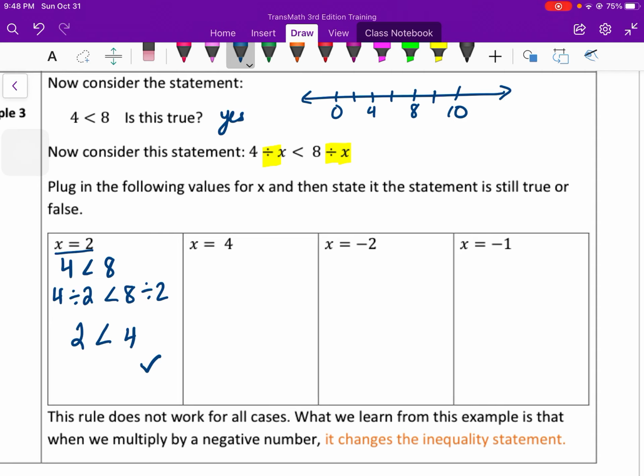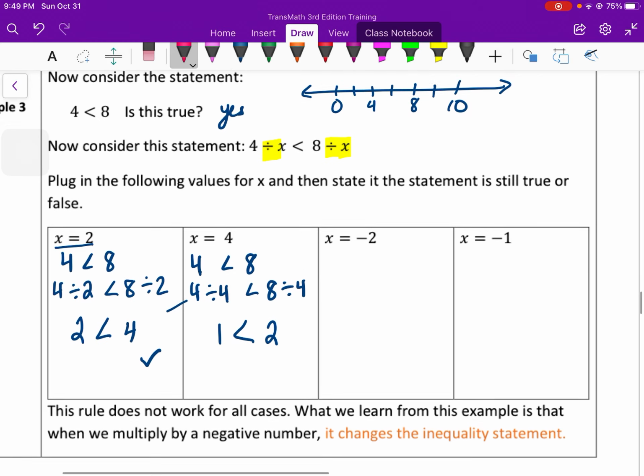So that one works. What if x is equal to 4? 4 is less than 8. What is 4 divided by 4, and is that less than 8 divided by 4? 4 divided by 4 is 1. 8 divided by 4 is 2. 1 is less than 2. So far, I have divided by two positive numbers. My inequality has not changed signs.